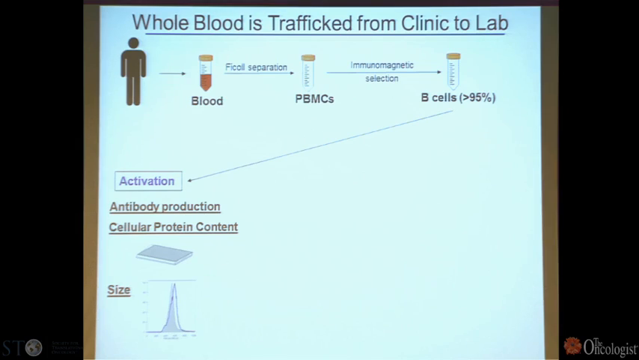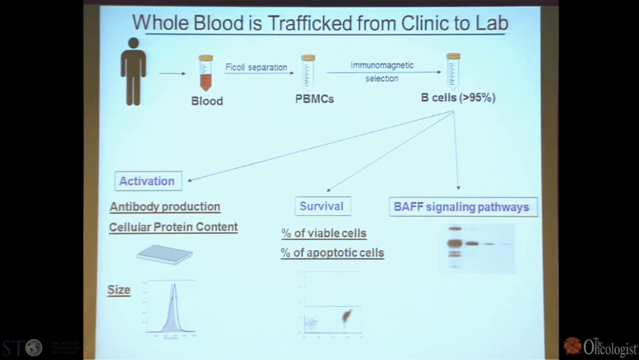And these are functional assays to show activation, and we can use antibody production, and we can use cellular protein content and cell size to measure and determine whether metabolic activation happens in these cells. And we can take these cells and do flow cytometric assays that will demonstrate whether the cells over time are surviving or dying, and do Western blots of whole cell lysates of these highly purified fresh B cells to determine whether signaling is happening.